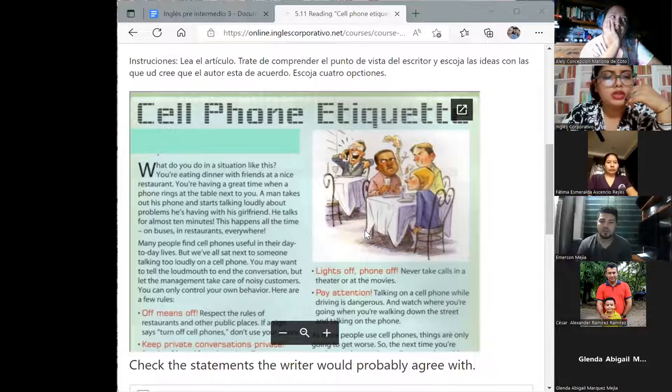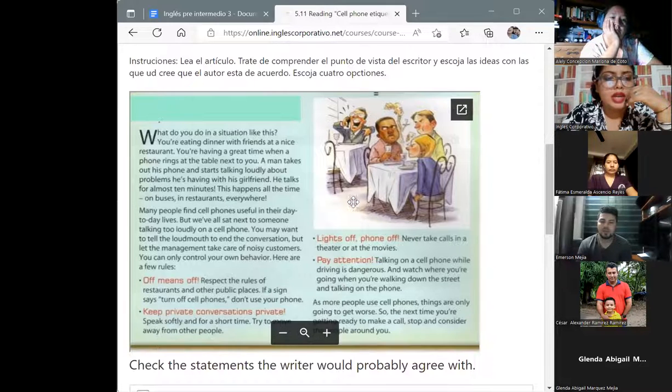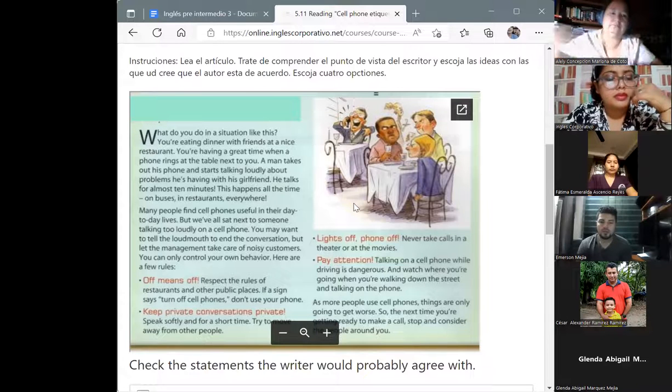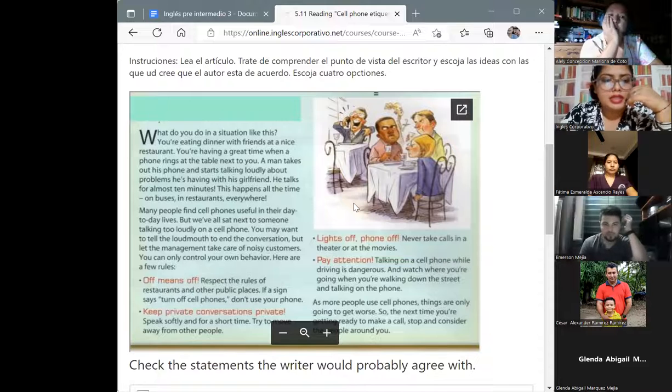You can only control your own behavior. Here are a few rules. Off means off. Respect the rules of restaurants and other public places. If a sign says turn off cell phones, don't use your phone. Keep private conversation private. Speak softly and for a short time. Try to move away from other people.